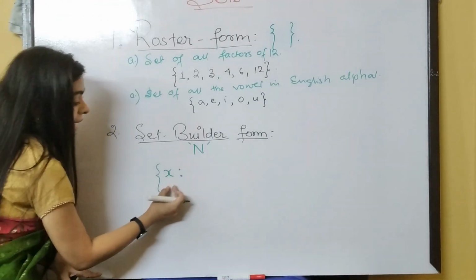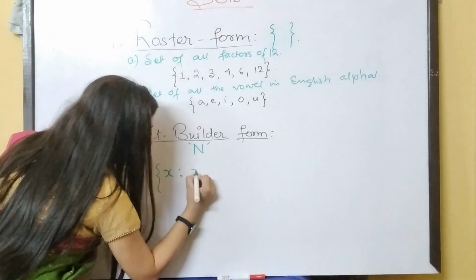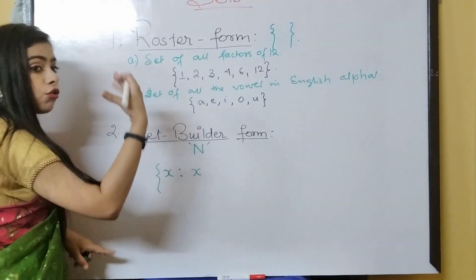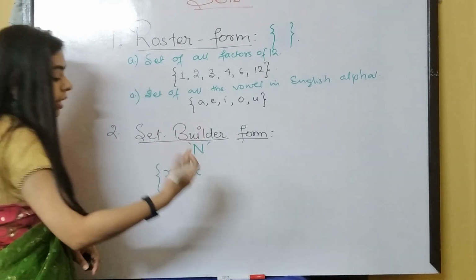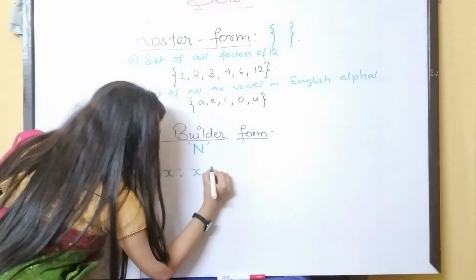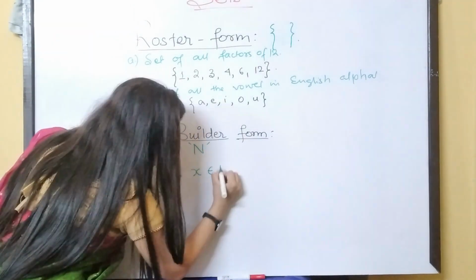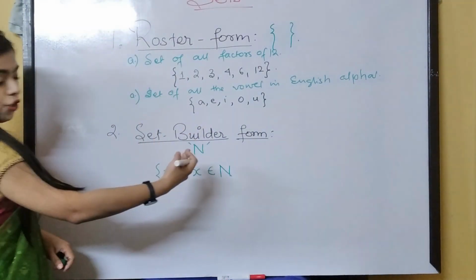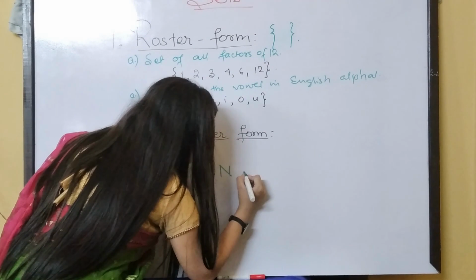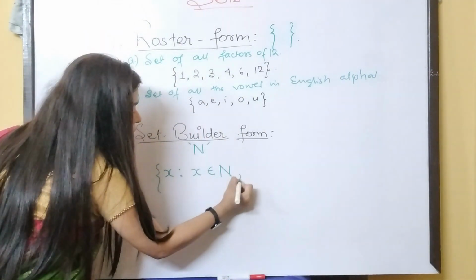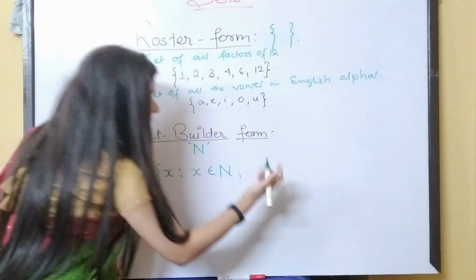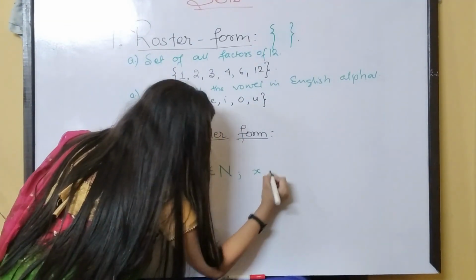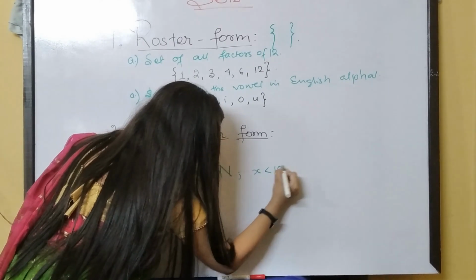So how do you read it? x is such that x belongs to what? x belongs to an existing set, which was already existing. So you write x belongs to N, meaning x belongs to the natural numbers, and you can either write "and" or give a semicolon also. And x is what? Less than 10. So, and x is less than 10.